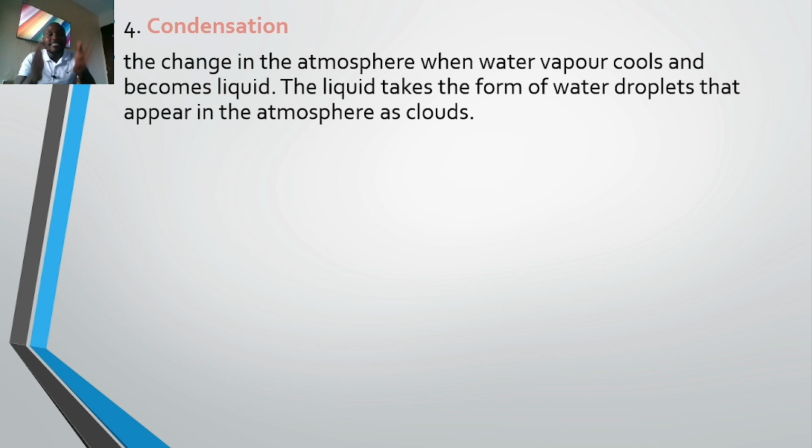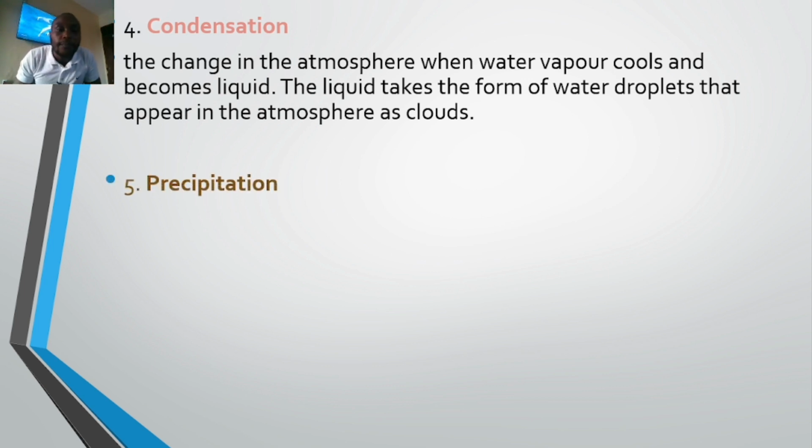So condensation is a transfer. Clouds are not transfers in the hydrological cycle. Clouds are like stores, but condensation is a transfer. Why? There is that change of water vapor into liquid, that later forms what? Clouds. They are stored up there. You understand? Condensation is a transfer.